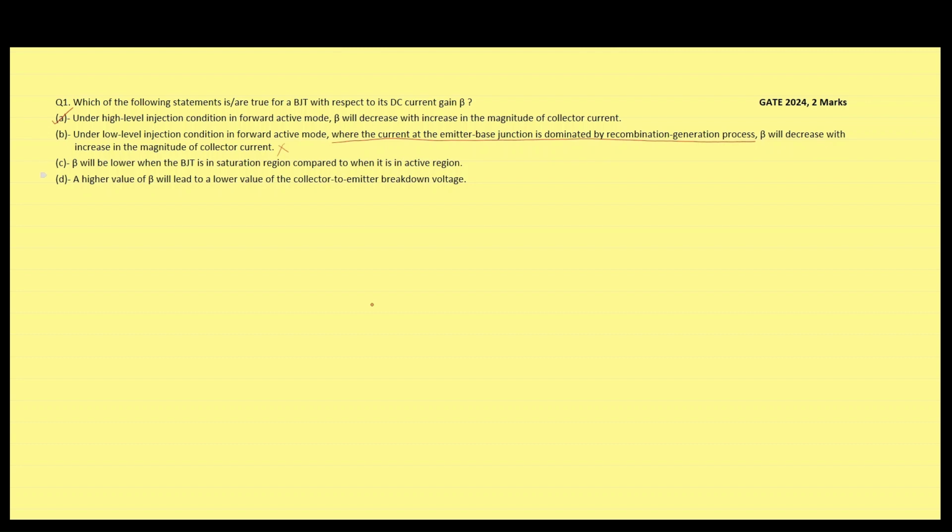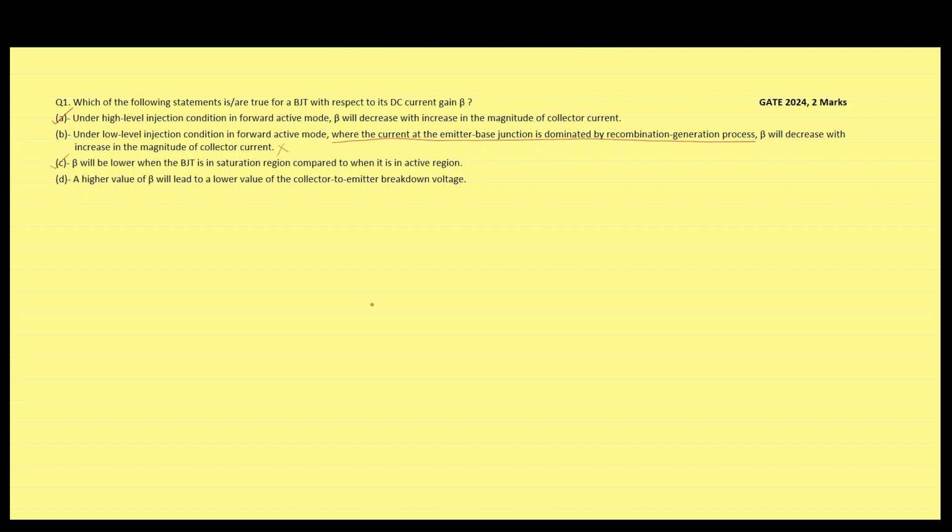Common emitter current gain will be lower when the BJT is in saturation region compared to when it is in active region. This is true, as we get the best values of all the current gain parameters in active region, and that is the reason why BJTs are used in active region for amplification processes.